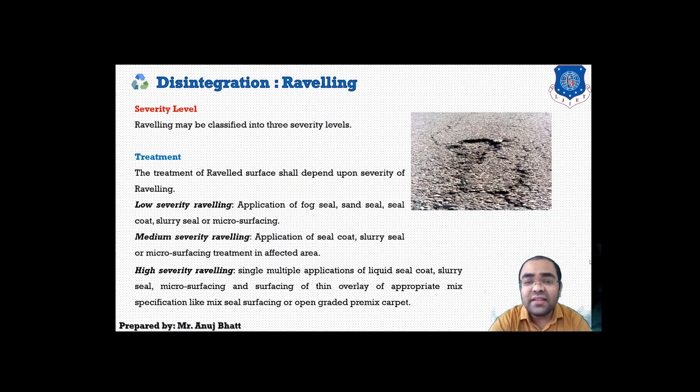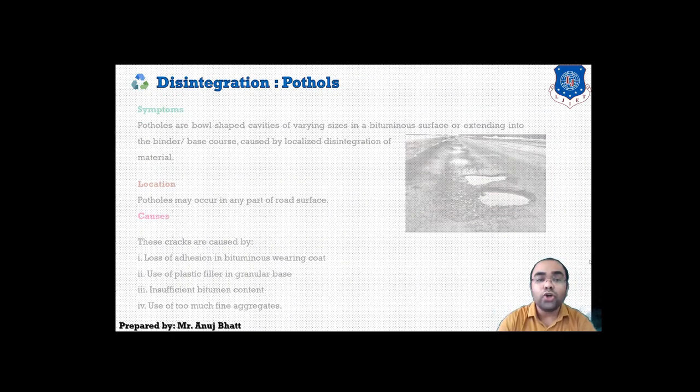The high severity ravelling may be corrected by single or multiple application of liquid sealing coat or the slurry seal or the micro surfacing with the thin overlay of appropriate mix specification, like mix seal surfacing or open graded premix carpet. The next is potholes.